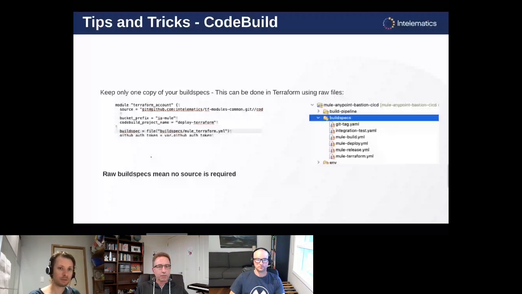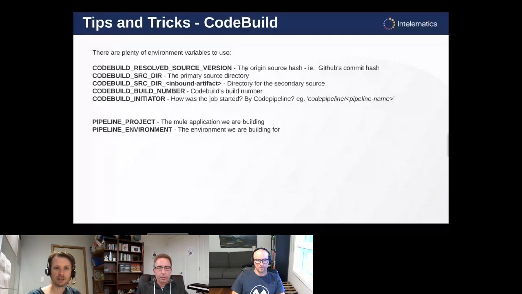So there are plenty of variables to pull out with CodeBuild. You can pull out the source version, like you could see I was doing with our deployment steps. You can pull out the source directories of your inbound artifacts. You can also grab the build number of your CodeBuild job and who actually started that job. And as part of the scripts that I'll share with you, you can also grab the project name, which is essentially the Mule application in our case, and our environment as well, which is really the stage that you're deploying to.